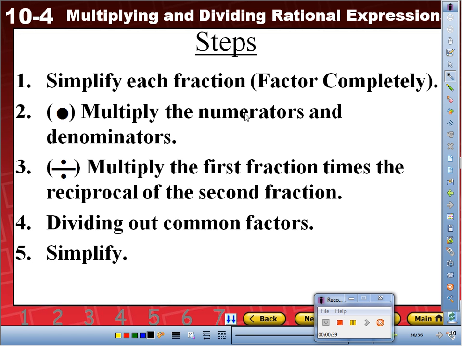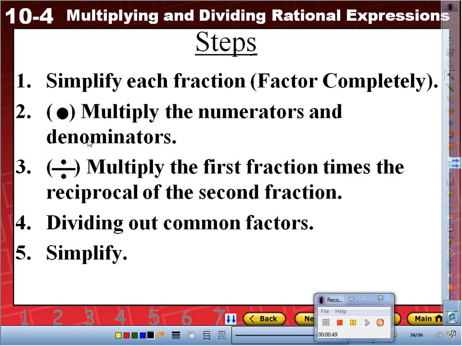Steps. Number 1, simplify each fraction. That means you need to factor completely the numerator and the denominator. Step 2, when we're multiplying fractions, that's why I put this big old dot right here for multiplication. After you factor completely, you multiply the numerators. From there, you multiply the denominators. Then we divide out common factors, which means getting rid of giant ones. Then at the end, you simplify.